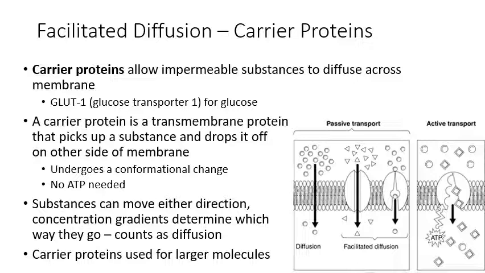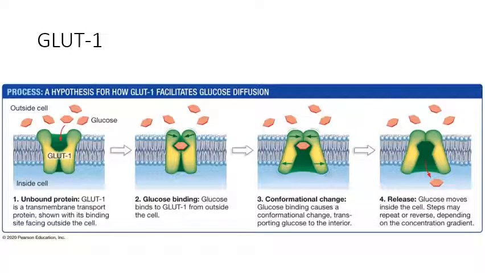And an example of a carrier protein is GLUT1, which stands for glucose transporter 1. That is a carrier protein for glucose. And so it will always carry glucose from whichever side of the cell membrane has more to whichever side has less. So here you have that GLUT1, or glucose transporter 1, protein shown in action. It starts off looking like this, where it's open to the outside of the membrane. You have a lot of glucose outside the cell, and less glucose inside the cell.